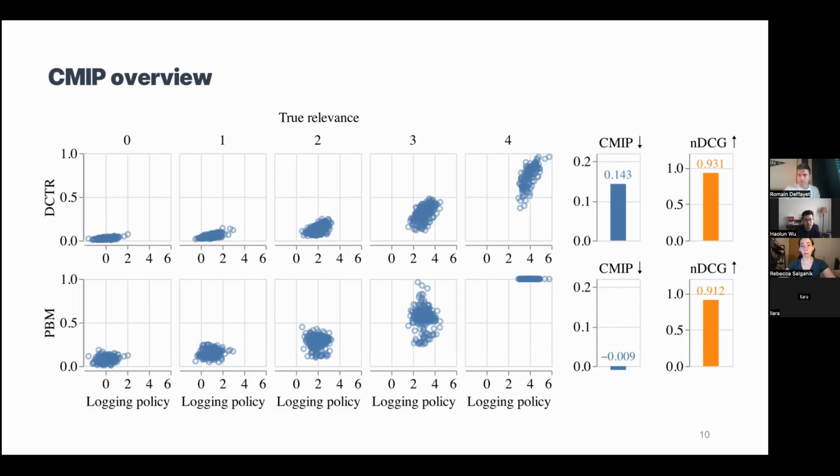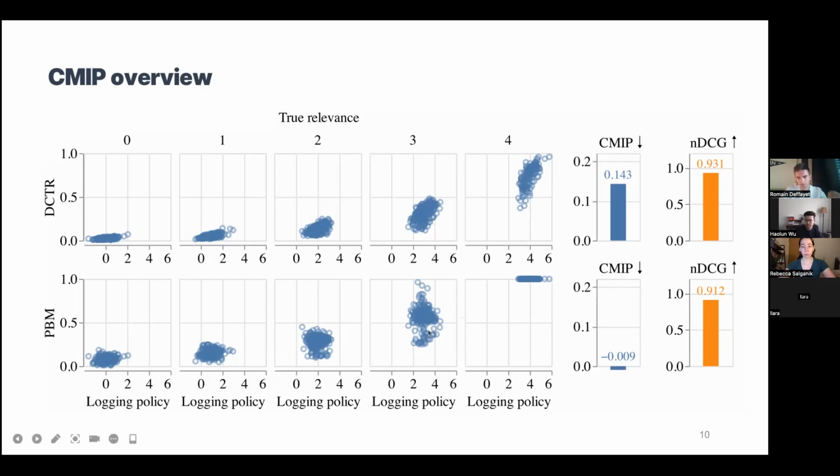And what you can see is that the NDCGs are the same. Actually, the naive model is slightly better, even though we know it's clearly a nonsense model. But if you look at the CMI, we can see that there is still a very strong remaining correlation for the naive model, whereas the PBM has completely removed the bias. And we can see visually, so let's say you look at, for example, column number 3 here. There is clearly an upward trend between the model prediction on the y-axis and the logging policy prediction on the x-axis. So there is still this correlation.